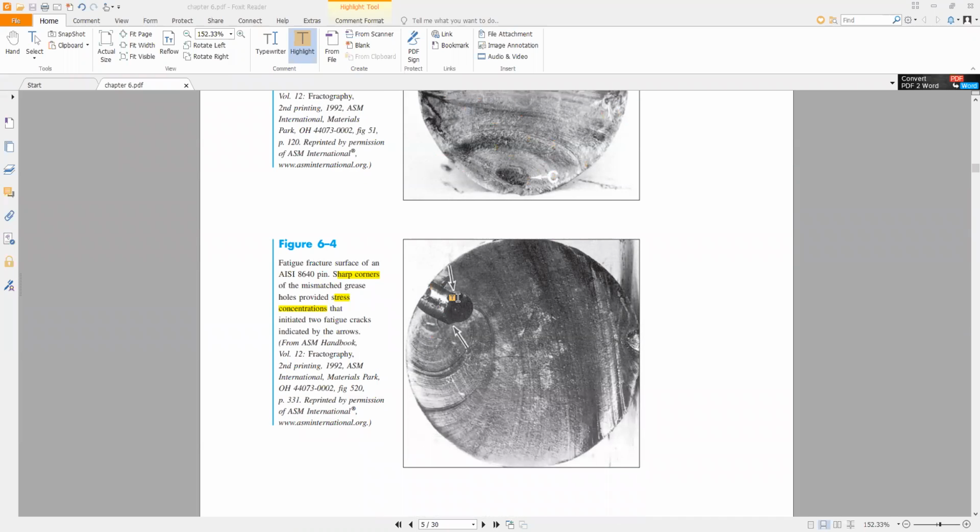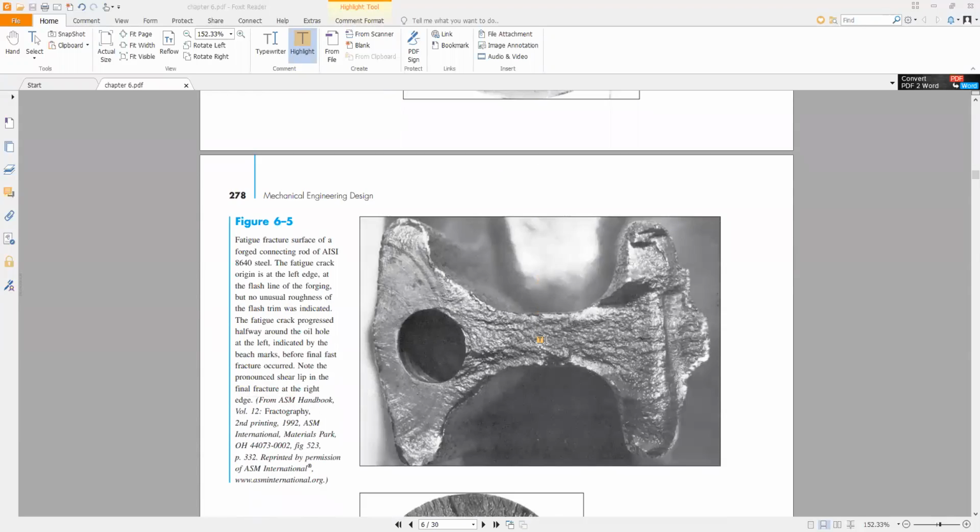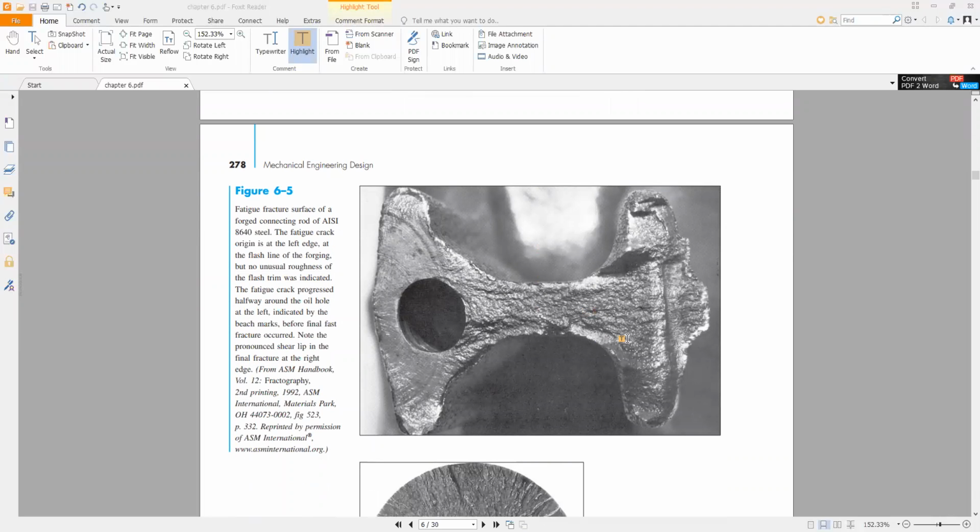So when you design it, you involve a hole, or a sharp corner, there will be high stress concentration. So normally the crack will happen there. This one is also a cross section of the fatigue part.